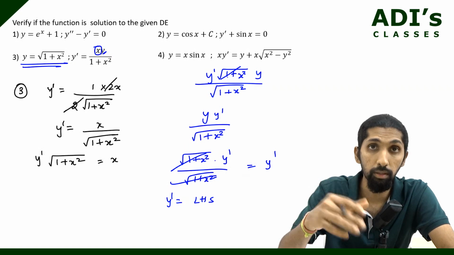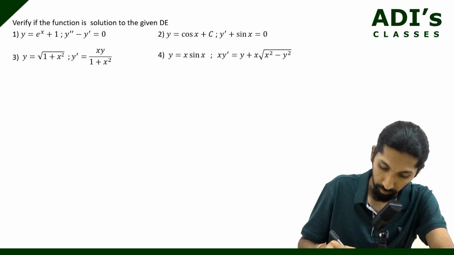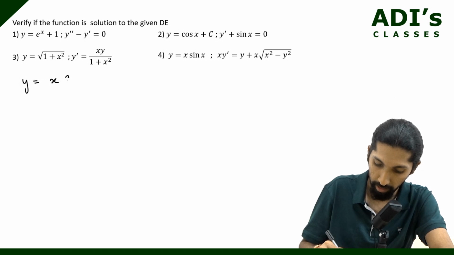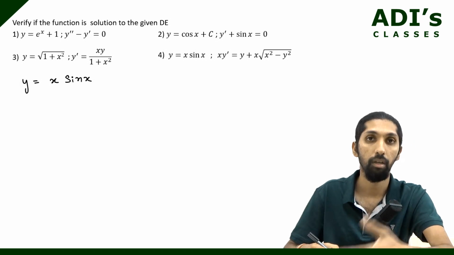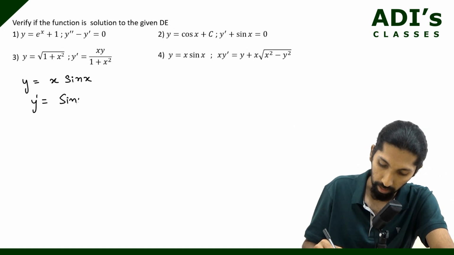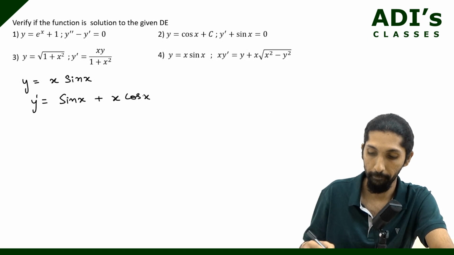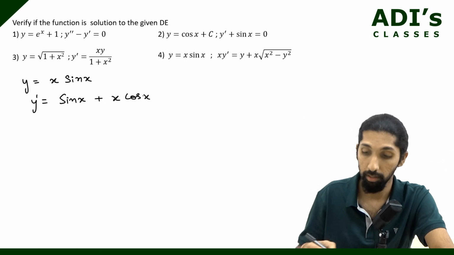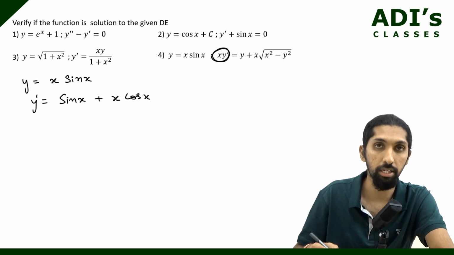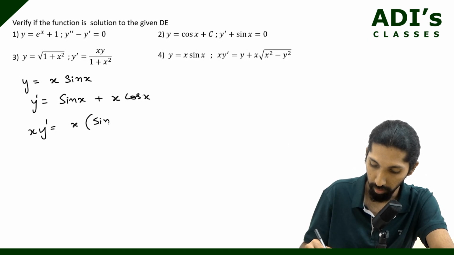Alright? Now the next one, we are going to do the fourth problem. Right? Now see the fourth one. y is equal to x into sin x. Differentiate. y dash is equal to sin of x plus x into cos of x. This is y dash. Take the LHS, x into y dash. Correct? So when you take that, x into y dash is x into sin x plus x cos x.